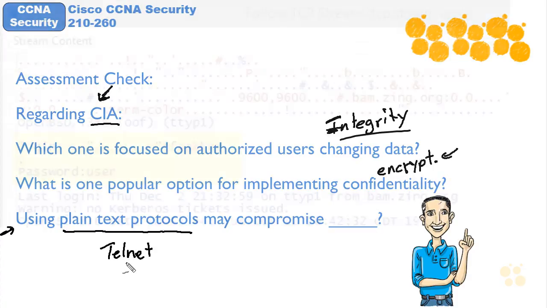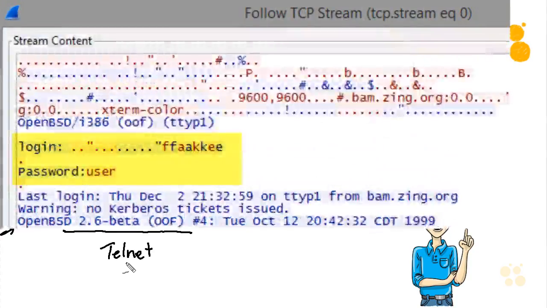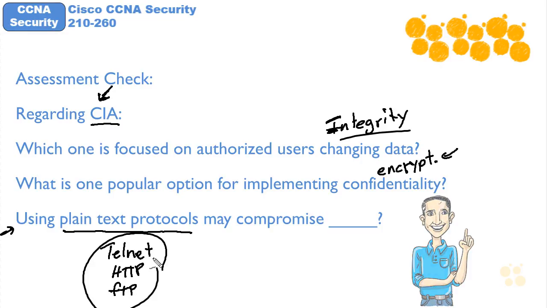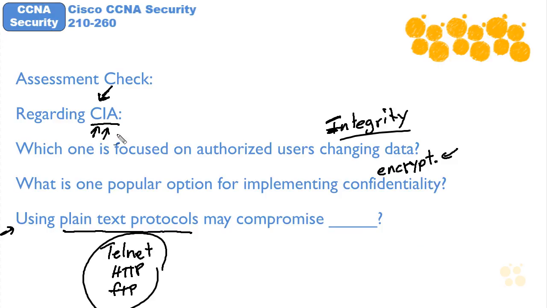The data going back and forth in a Telnet session, if somebody's eavesdropping and looking at that data, they can see the characters you're typing, they can see the passwords and everything else. Another application that uses plain text protocols would be HTTP. Another protocol is FTP. All those use plain text, meaning they don't have encryption. So if we use these protocols, what are we actually impacting? Are we impacting confidentiality, data integrity, or availability? And the best answer, I think, out of all three of those would be we are affecting confidentiality.